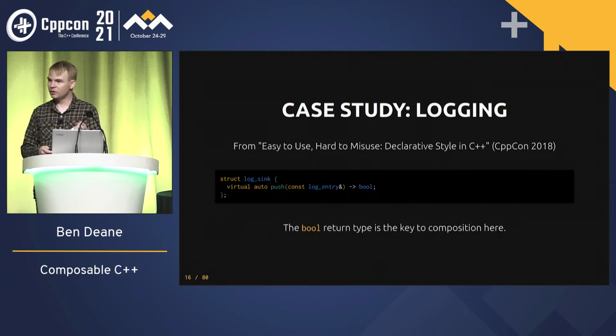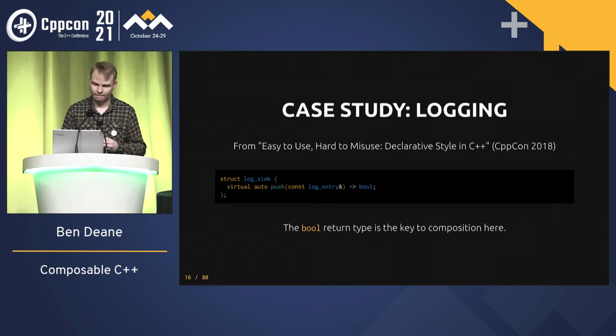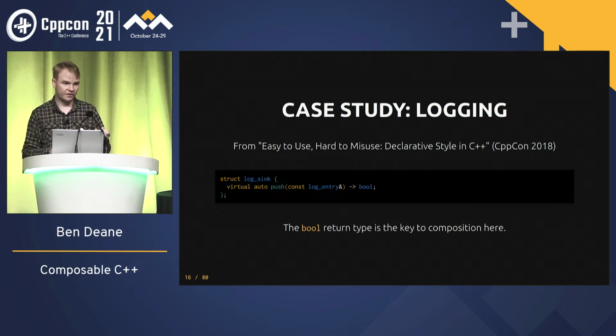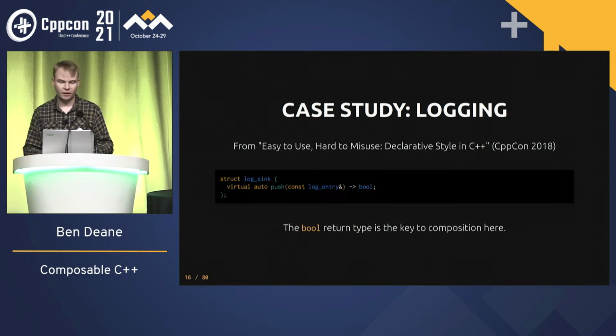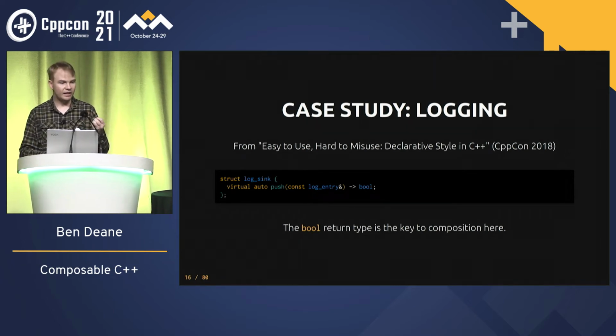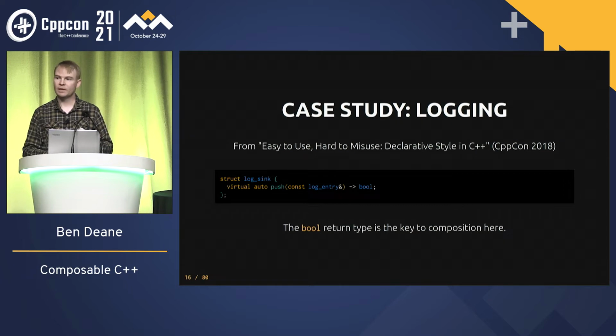And the log sink, which is the thing that receives a log entry, really it has this one function interface. And crucially, that function returns bool. And that is the key to composability of this interface. It's quite a high-level concern, a cross-cutting concern, logging. But the fact that this returns a bool really unlocks the composability here.